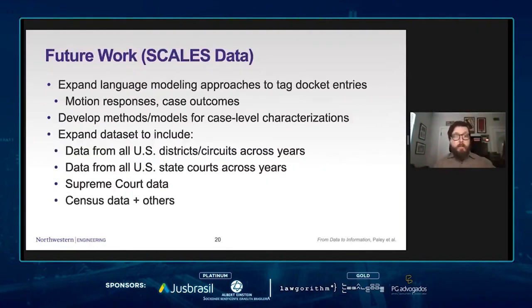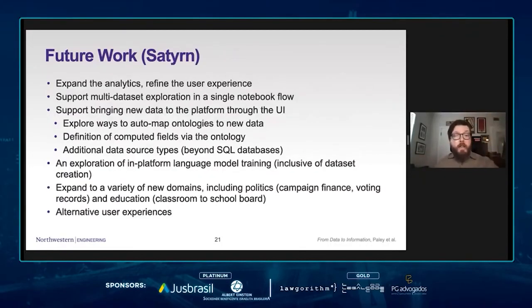Future work, there's a track of work on the data that involves more language modeling, more data enrichment, and blending of additional sources for court records, including state courts, Supreme Court data, and then other sources like census data. And then future work on the platform involves expanding the analytics, refining the user experience, multi-data set exploration in one view, bringing new data sets through the UI, and a whole bunch of interesting things that flow out of that.